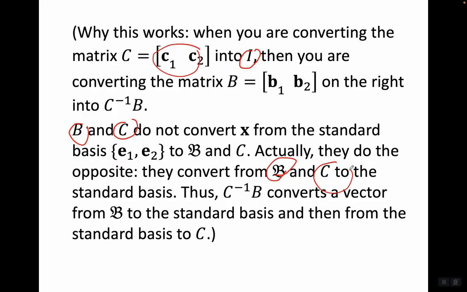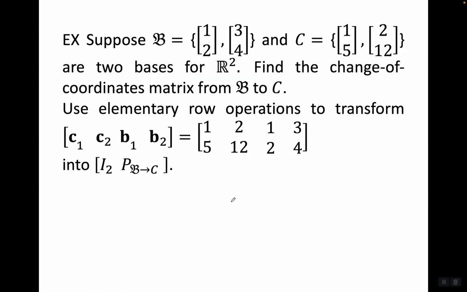Thus, C inverse B converts a vector from B to the standard basis and then from the standard basis to C. In other words, this converts it from B to the standard basis, and then this converts it from the standard basis to C. So that's why it converts it from B to C. If you understood that, great. If not, that's okay. Life goes on.